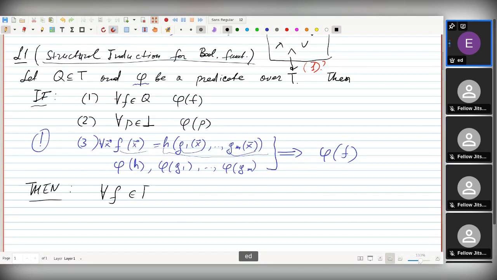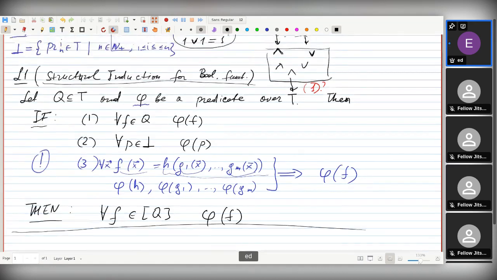Then every function from the closure of Q satisfies our property phi. Is this statement clear? Yes. Before proving it, let me give an example.